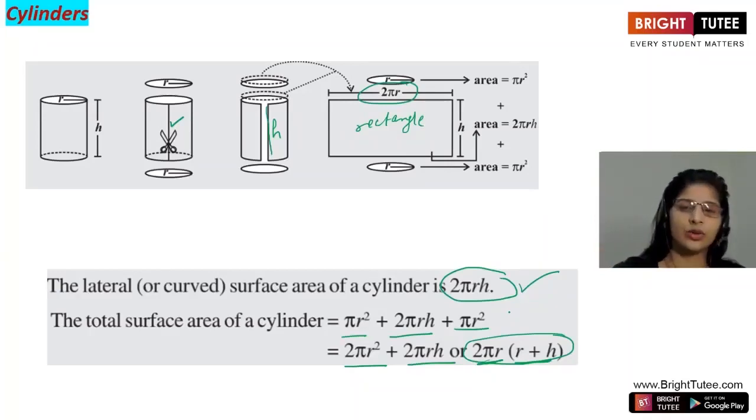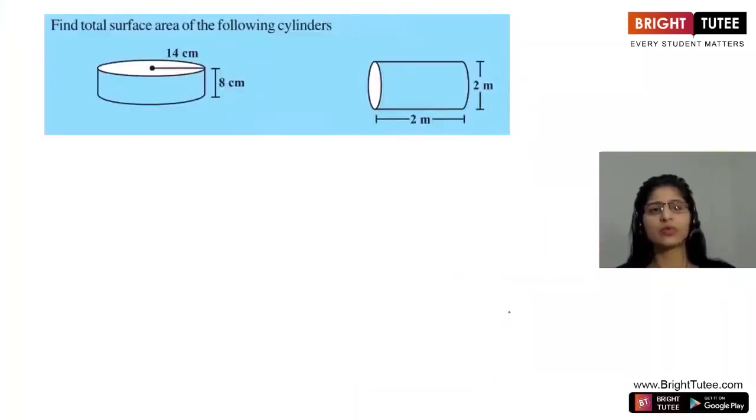Okay, so here you see one question. We have to find the total surface area of both the cylinders. In the first one we see r is given as 14 and height is given as 8.